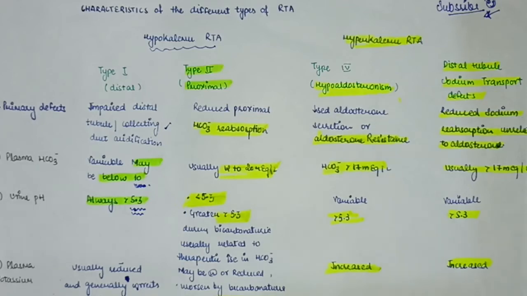Hello everyone, today we are going to discuss renal tubular acidosis in a very quick way. So we are going to discuss various types of renal tubular acidosis, its pathophysiology and basic differences between these 4 RTAs, and what are the different ways to treat them.